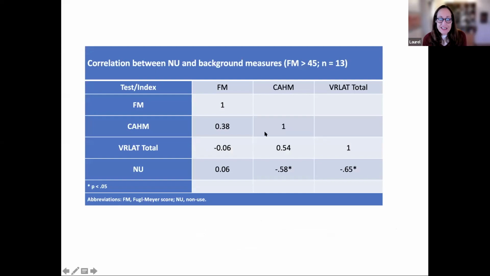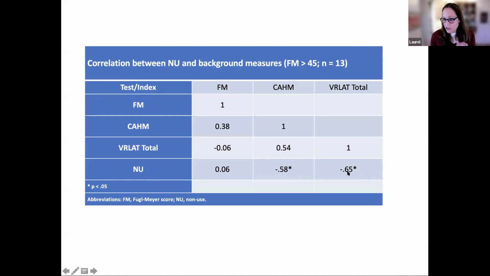Now, what predicts this? Well, we looked at the subset of patients who were the moderate to mild subjects. So all of the people on that right side of that graph. And although there were only 13 people, we saw some very interesting relationships. And one of them is that Fugl-Meyer and non-use did not correlate in that subgroup. However, we saw interesting correlations between confidence and non-use and total VR-LAT score and non-use.